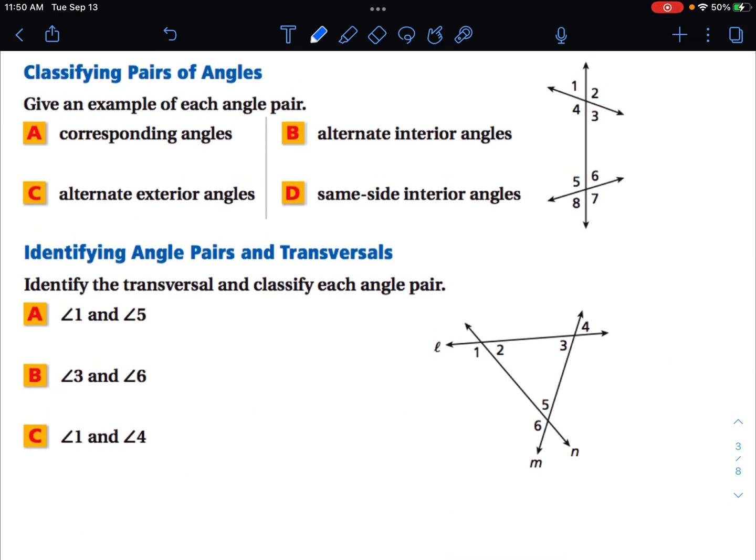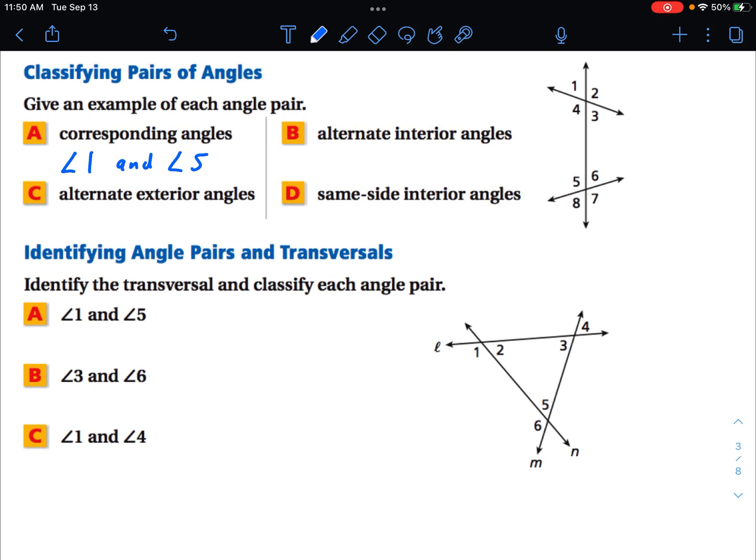So I've got a few practice problems. If you'd like, you can pause the video here and try these on your own. Otherwise, I'm just going to kind of run through each one. So it says, give an example of each angle pair. So corresponding angles. You could go with angle 1 and angle 5. Although there are actually lots of options like 2 and 6, 3 and 7, 4 and 8. All those are corresponding angles.